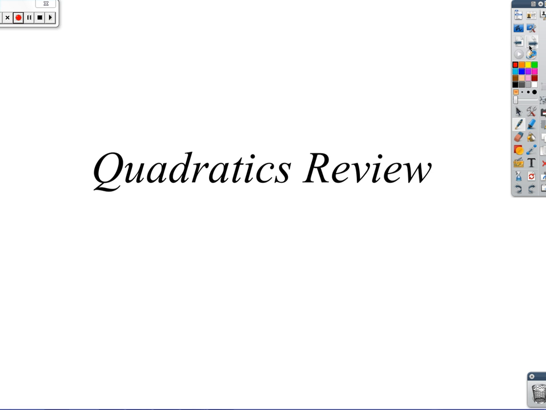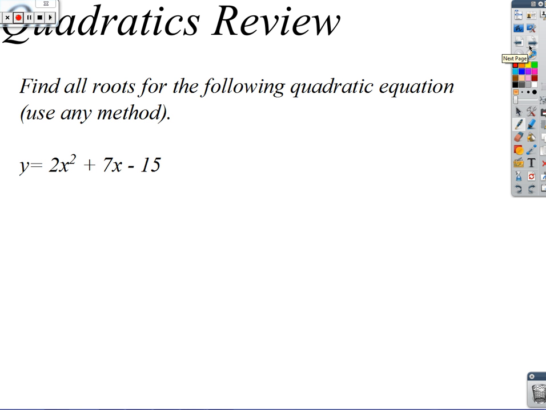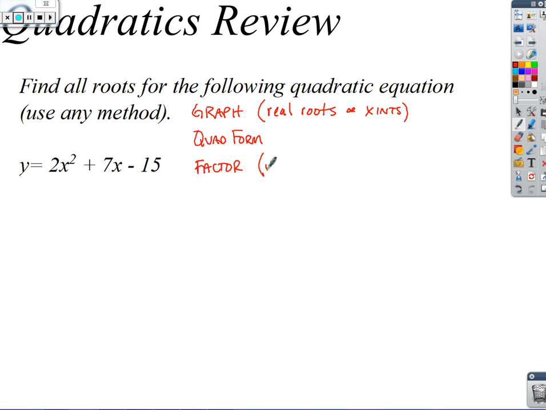Quadratics review. Particularly finding the roots of quadratics. Use any method. Any method means you can graph to find the roots. Now, those will only reveal real roots, or x-intercepts. We can use the quadratic formula, and we can factor. Factoring also only reveals the real roots.